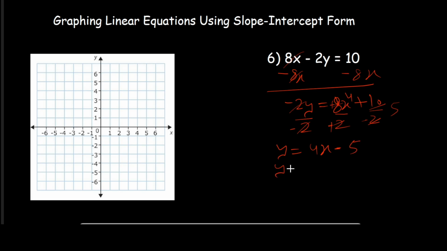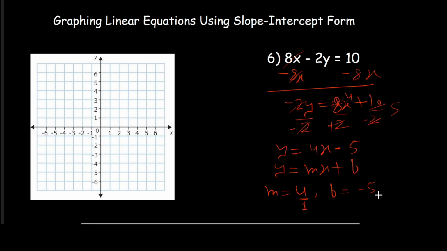Now we can compare this equation with y equals mx plus b. So here we have m equals 4 and b equals -5. So we can convert this slope form by putting 1 in the denominator to convert this whole number into a fraction, because we need it to draw the line with the help of slope.